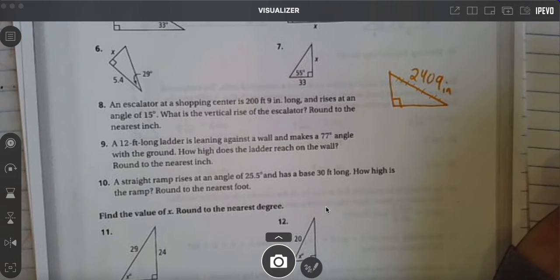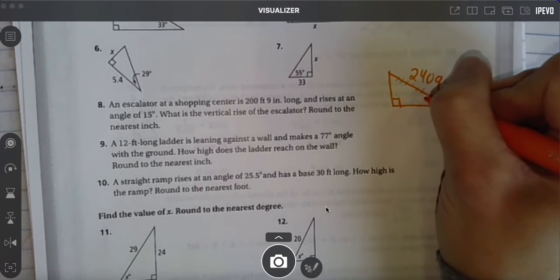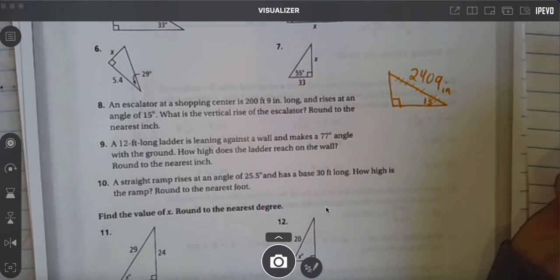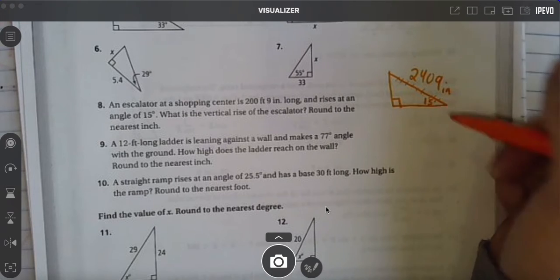It says it rises at an angle of 15 degrees. No, that's our little angle. Okay, right here, it's 15 degrees. Is everybody good with that? So it's a really small number.